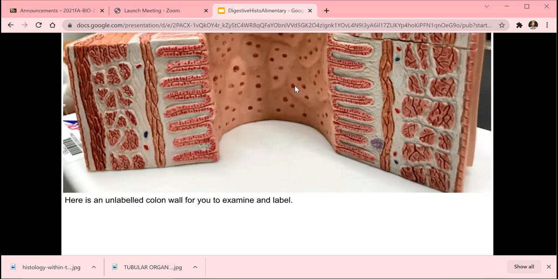Here is the unlabeled large intestine, and if we want to label it, the first layer is tunica mucosa. The second one is tunica submucosa. Then we have tunica muscularis, and the last layer is called tunica serosa.